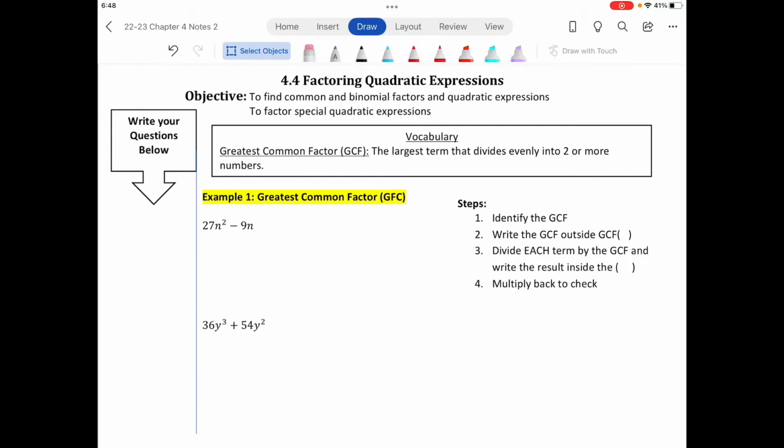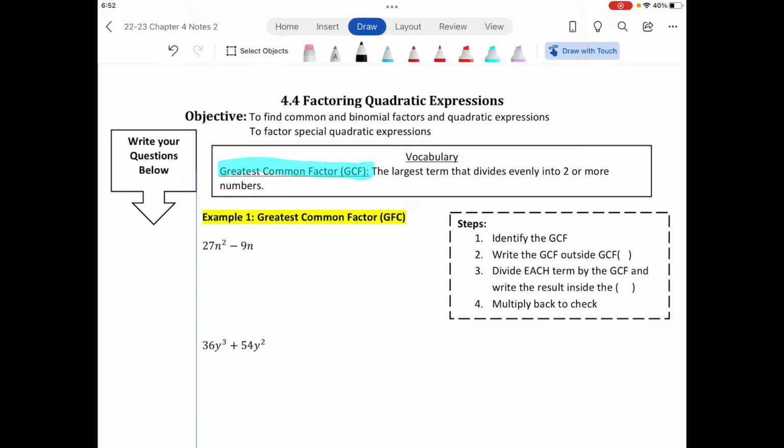Often we're going to find ourselves looking for the greatest common factor. And this is the largest term that divides evenly into two or more numbers. In the first example, we have 27n squared minus 9n, and we want to find that greatest common factor. Meaning, what's the largest number that divides into both 9 and 27? Well, that number is going to be 9. Then we have the n squared and the n. We want to see how many n's we have in common with both terms. Both of them have at least one n in them, so our greatest common factor is 9n.